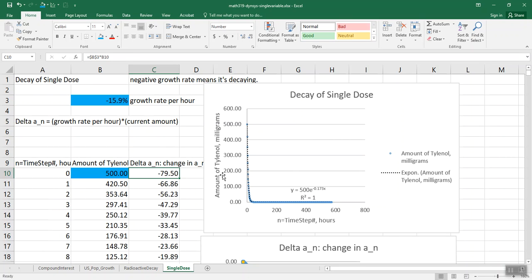Another interesting thing going on, we've got this negative 15.9% growth rate or decay rate, but let's look at the exponential fit here. It's not negative 0.159. There's actually a logarithmic kind of relationship going on there that I'm sure you could play around with yourself. All right, so that's taking a single dose, having it all available immediately in the system, and then just tracking it as it decays.